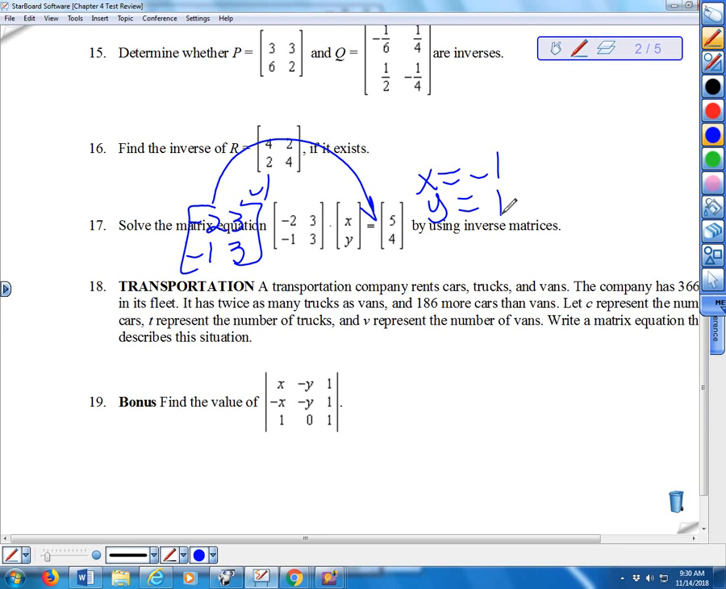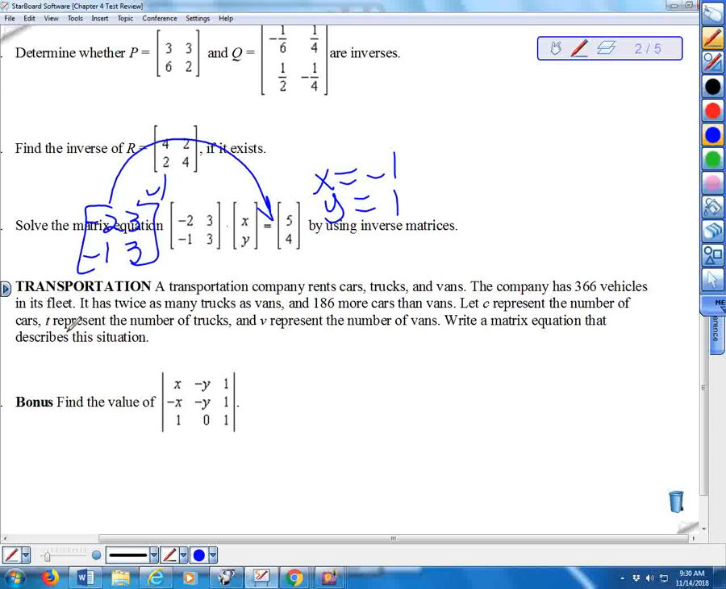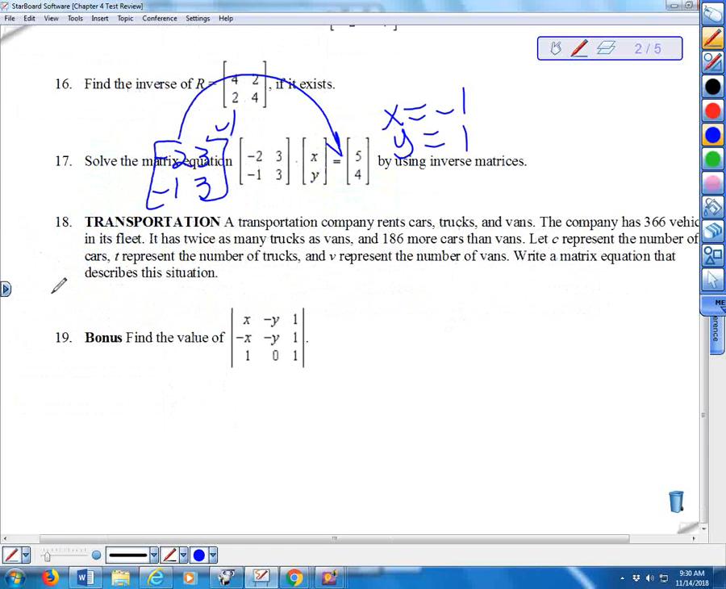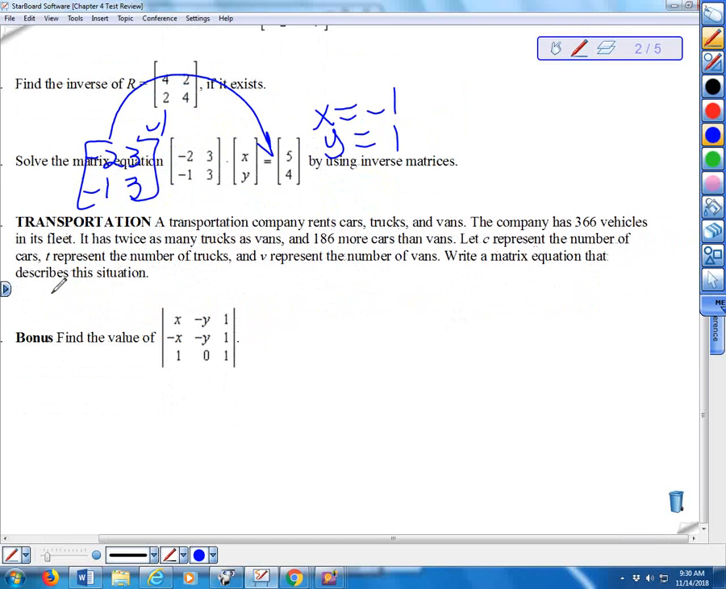Okay. Transportation, it says they just want to write a matrix equation. So in order to use inverse matrices to solve systems, you have to be able to understand how to write a matrix equation. Okay? And the matrix equation is going to be the coefficients of your variables times the matrix of your variables and set that equal to your constant matrix. Okay? So to do this, the first thing you're going to do is figure out what your real equations are. Okay. So what I've got is cars, trucks, and vans. So I'm going to use C, T, and V instead of X, Y, and Z, just to keep things straight. Cars, trucks, and vans. And there's a total of 366.